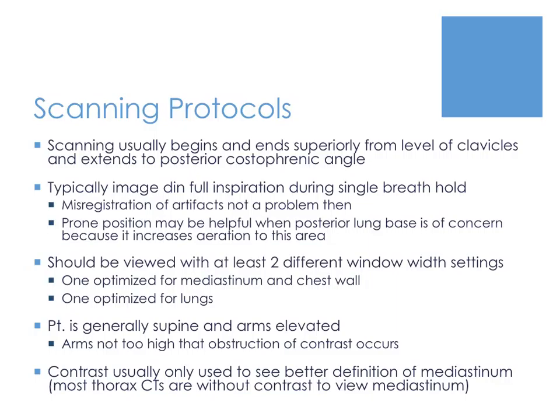The mediastinum images should be viewed with at least 2 different window width settings, one that is optimized for the mediastinum and the chest wall, and the other that is optimized for lungs. The patient is generally supine, and the arms are elevated, but the arms need to not be too high so that obstruction of the contrast occurs. So just make sure that the arm positioning does not kink off the IV line to the contrast. Contrast is usually only used to see better definition of the mediastinum, and most thorax CTs are without contrast to view the mediastinum.